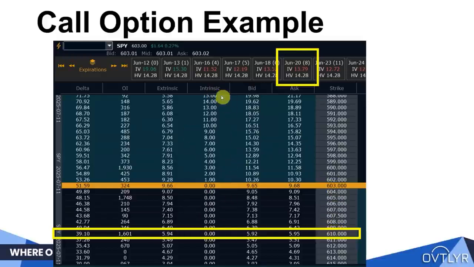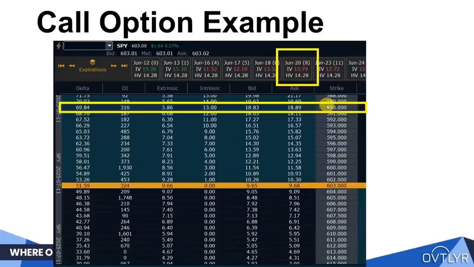It has no intrinsic value at all whatsoever. It has only extrinsic value. It has some uncertainty value to it. But if we compare that to the 590, it has 8 days to still stay in the money. If it still stays in the money, the extrinsic value will go down. But this intrinsic value cannot be changed if it expires at 603.